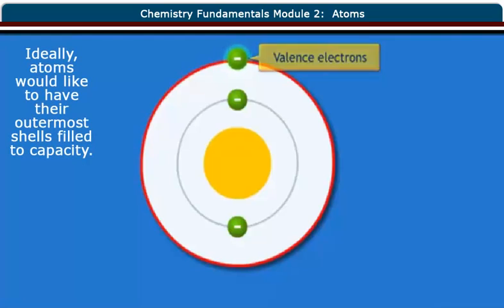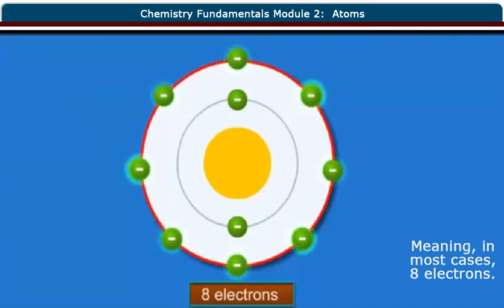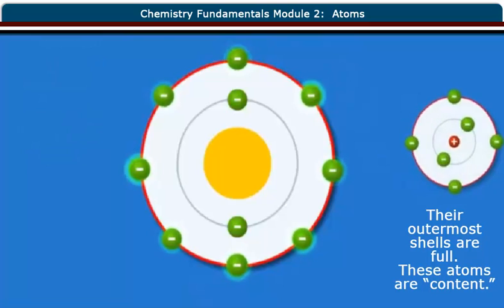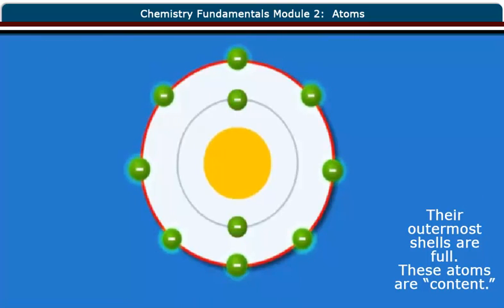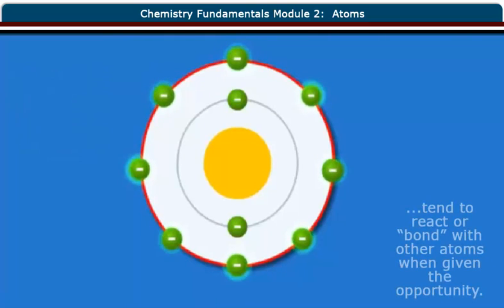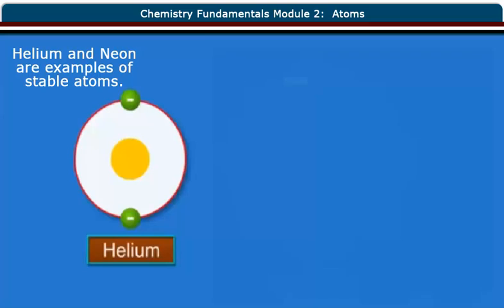Now, ideally, atoms would like to have their outermost shells filled to capacity. Meaning, in most cases, 8 electrons. Atoms with completely filled outermost shells are stable, meaning they don't react easily. Their outermost shells are full. These atoms are content, or stable. Atoms with an excess, or deficiency of electrons in their outermost shell tend to react or bond with other atoms when given the opportunity. Helium and neon are examples of stable atoms.